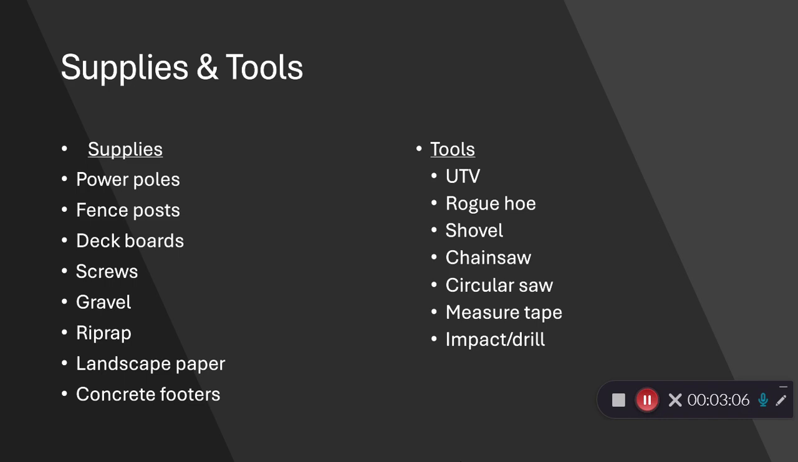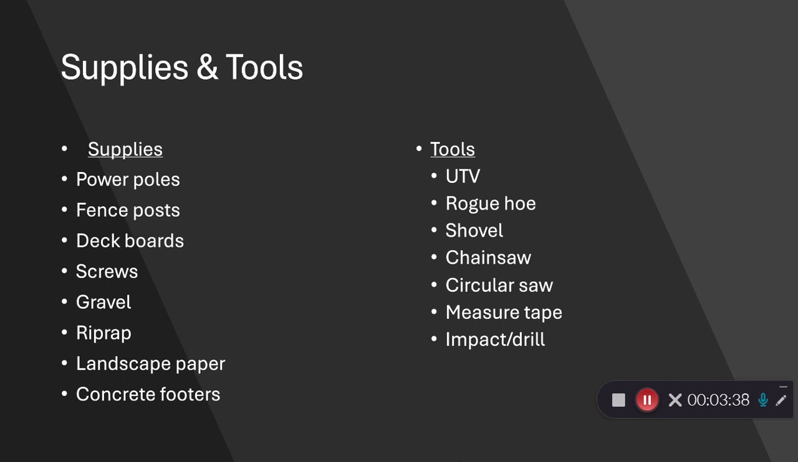Moving on into some of the supplies and the tools that we used, most of the supplies were provided by Mr. Rents. It was material that was already around in the school forest for us, but we did have to buy some additional materials later on in the course of the project. These were some poles, some fence posts, some deck boards, some fasteners, so screws and bolts, and we also needed some gravel, some riprap, some landscape paper, and concrete footers.